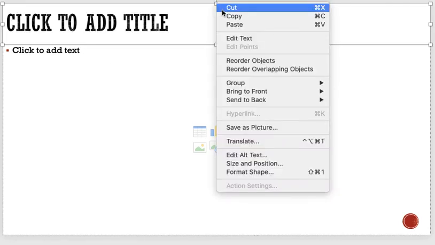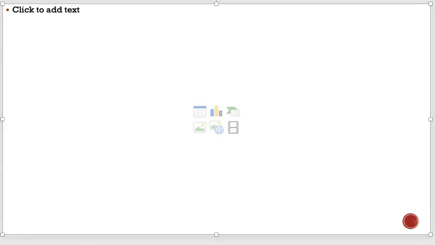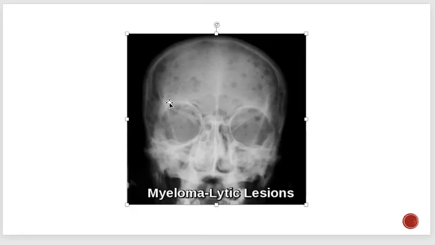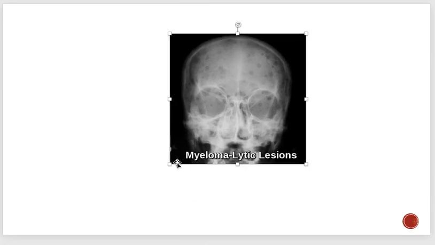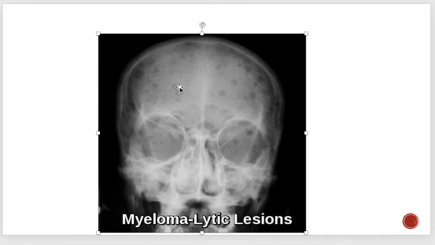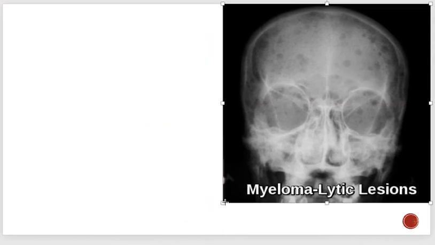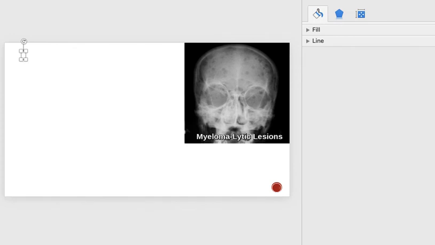You can see over here, this is a lytic type of lesion. We call it a salt and pepper type of X-ray. This is an X-ray of the skull, a very typical thing that we can see in patients of multiple myeloma.